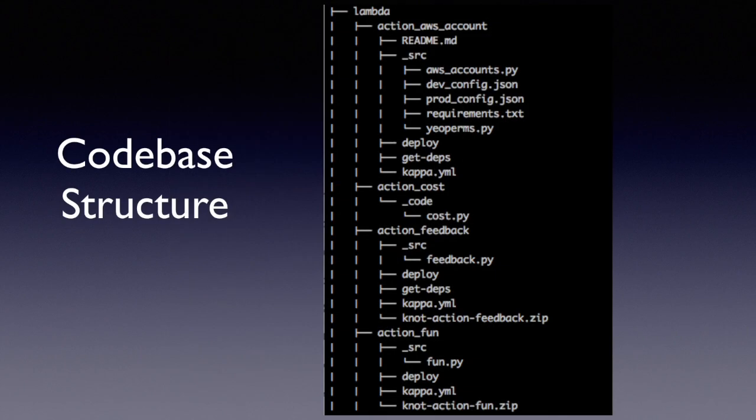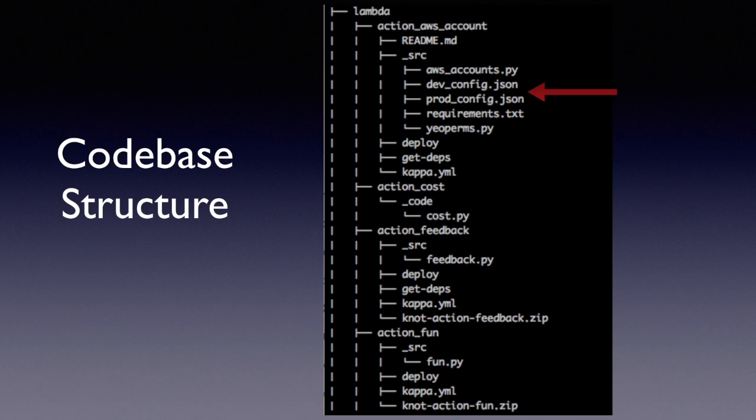And here's the code. Here's a snippet of the code base structure for our Lambda files. You'll see that we have a bunch of Lambdas here: action database account, action cost, action feedback. They're all in a Lambda directory, and each one has its own kappa.yaml file. So each one has its own config that defines its handler and its timeouts, and so we can have different memory and timeouts for each action depending on how much they need.